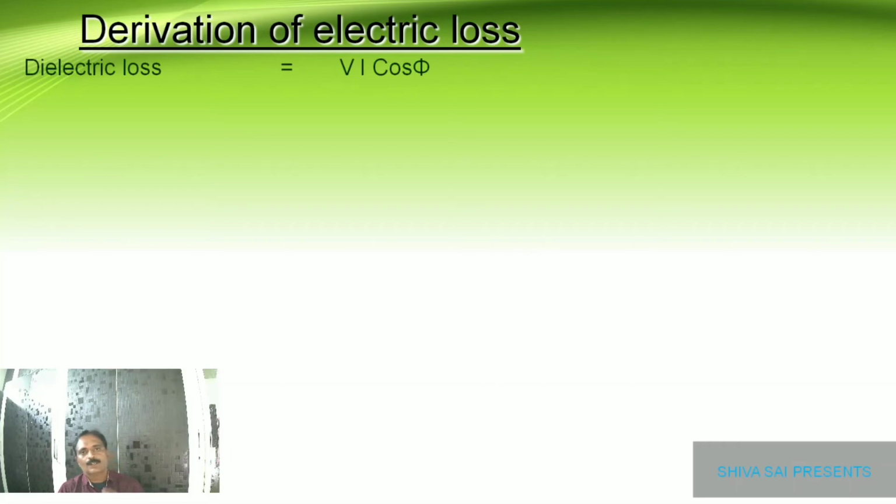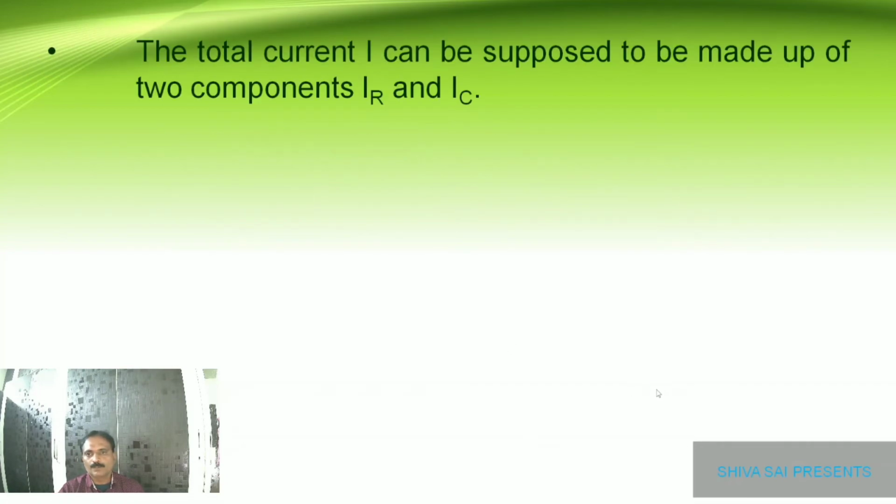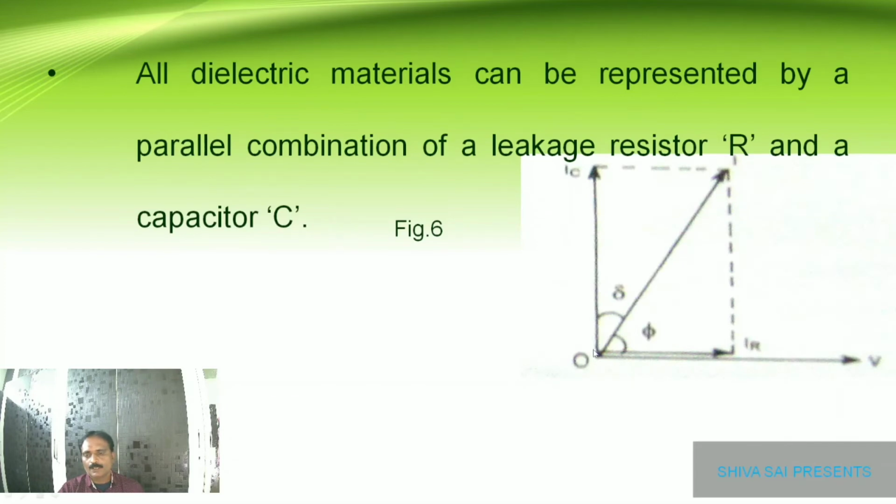So here the loss is nothing but the useful component of power, which is equal to VI cos phi, where I cos phi is the in-phase component of the total current I, which is IR here. So V into IR. But at the same time, if you see the previous diagram, here this is IC, this is the total current I. IC will be equal to I cos delta, and IR will be equal to I sin delta.